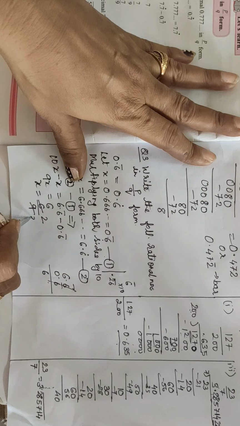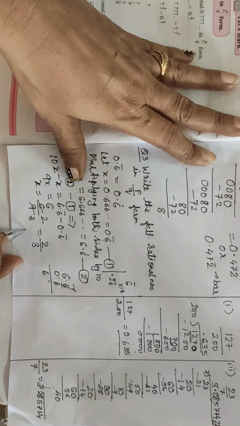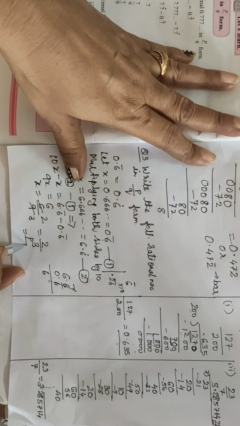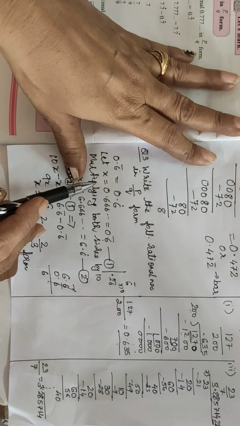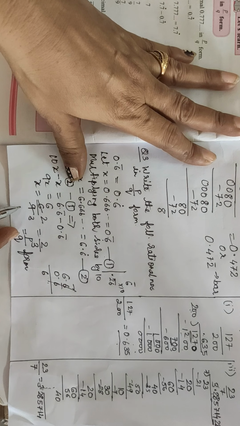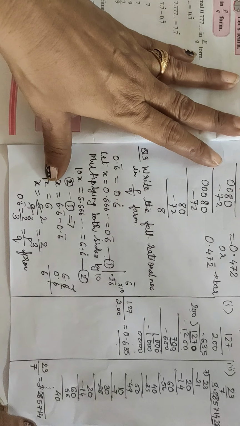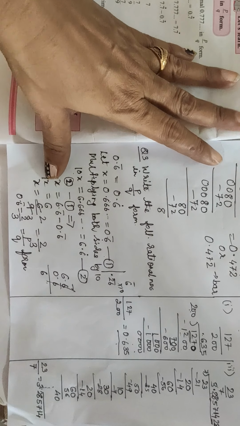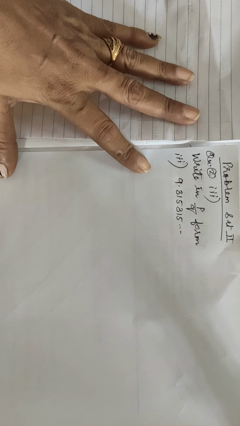3 twos are 6, 3 threes are 9, so it is equal to 2 by 3, and you can see this is of which form? P by Q form. Okay, and what have you considered? x as 0.6 bar. So 0.6 bar is equal to 2 by 3, which is in which form? Rational form. Okay.